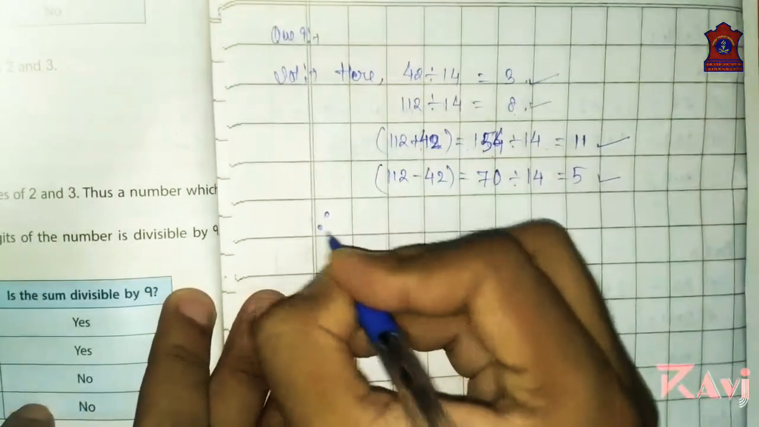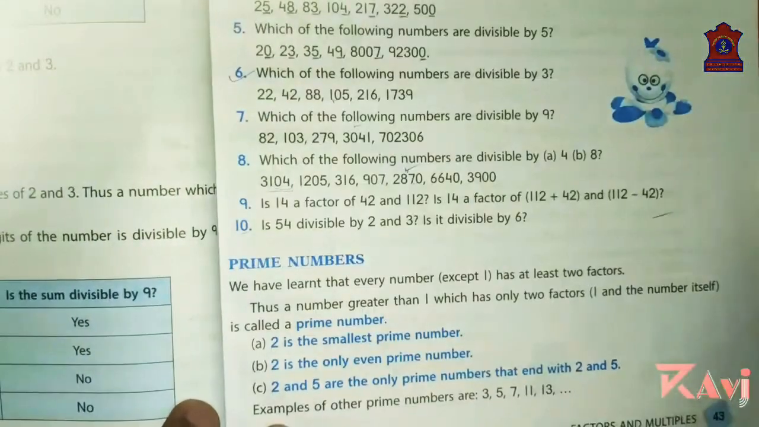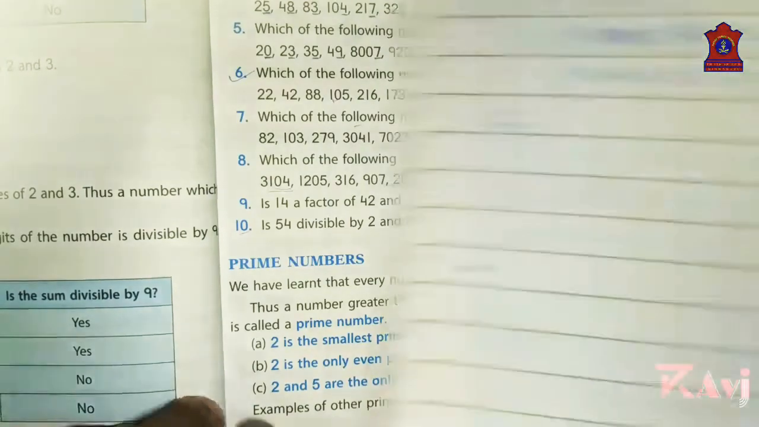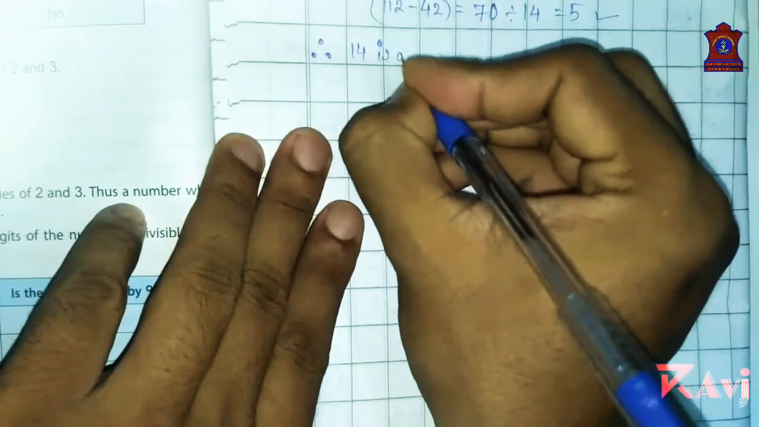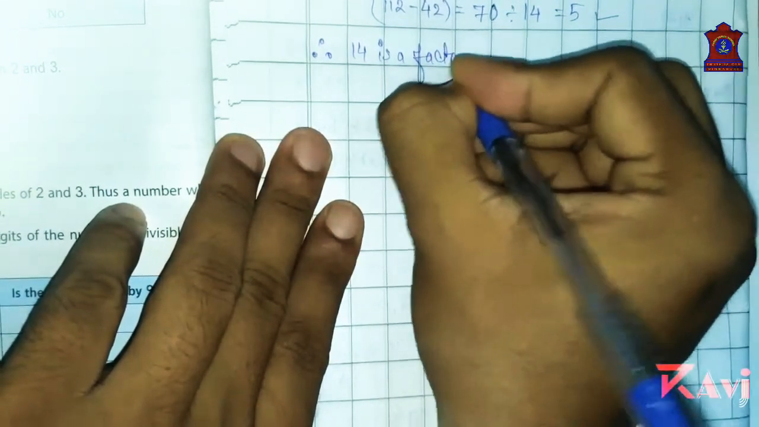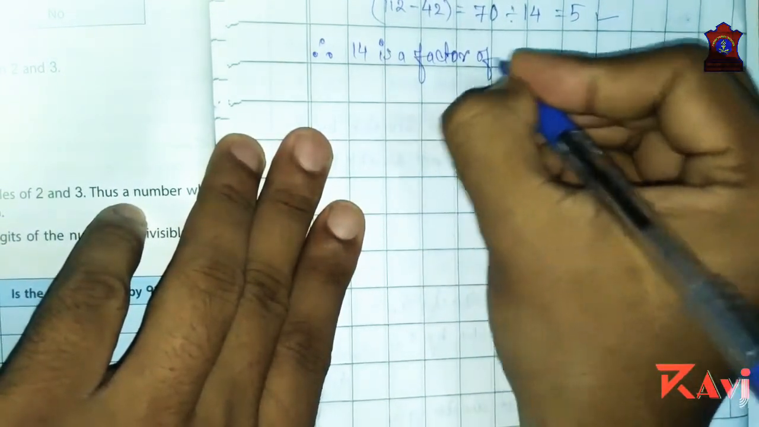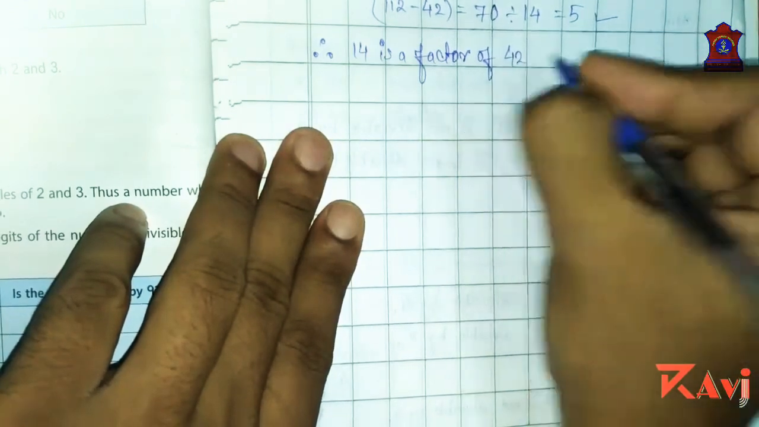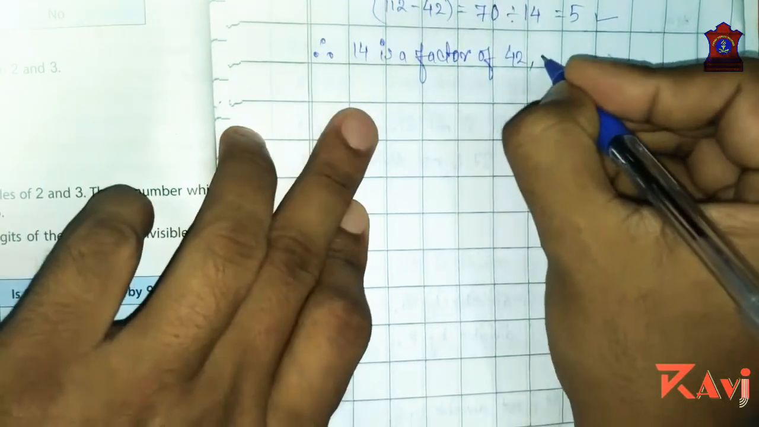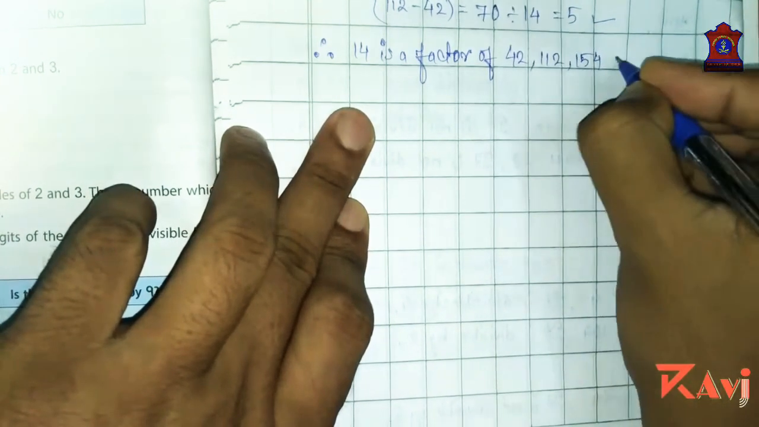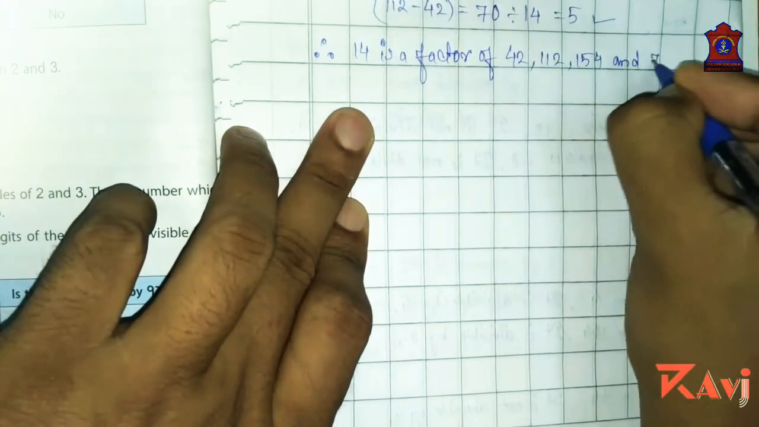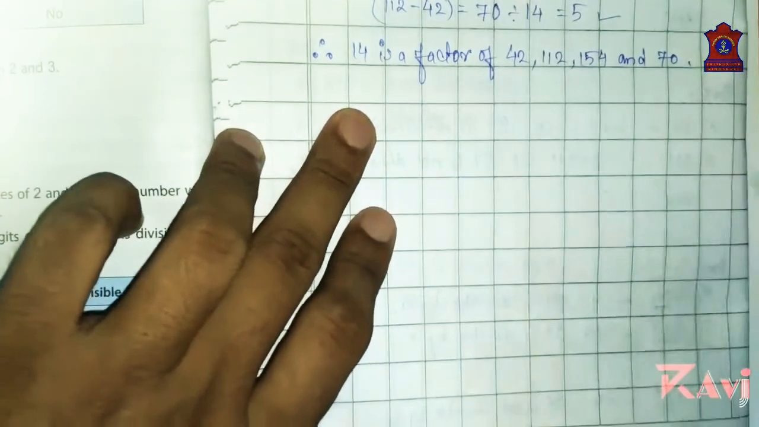Therefore 14 is a factor of 42, 112, 154 and 70 all.